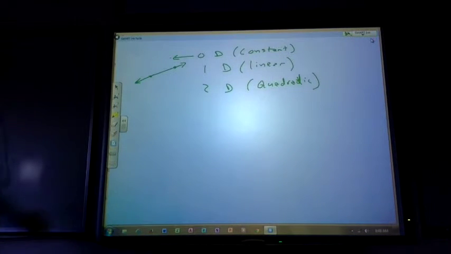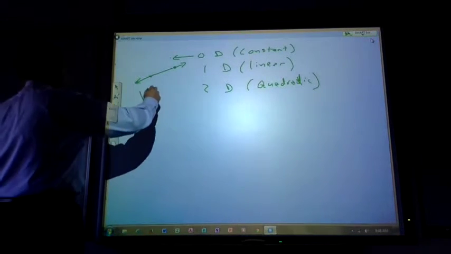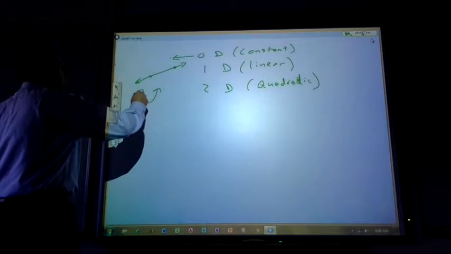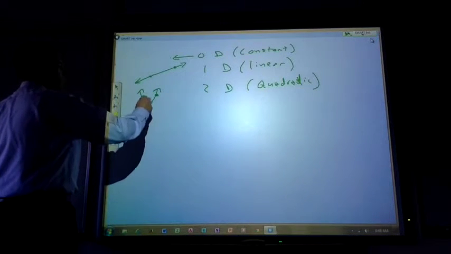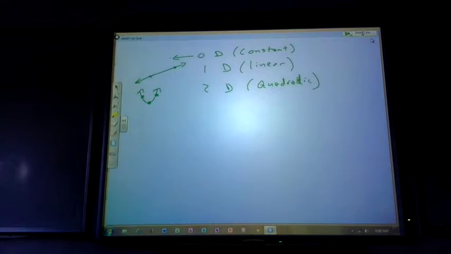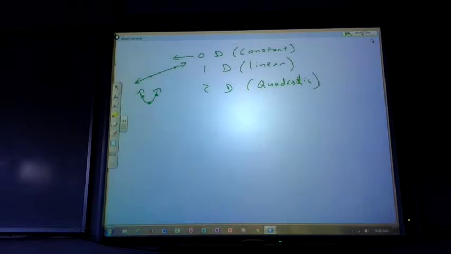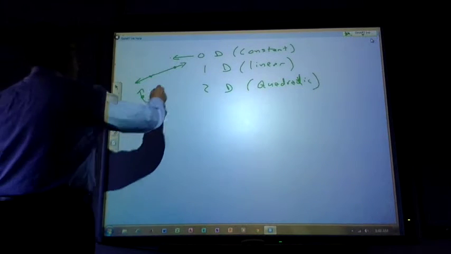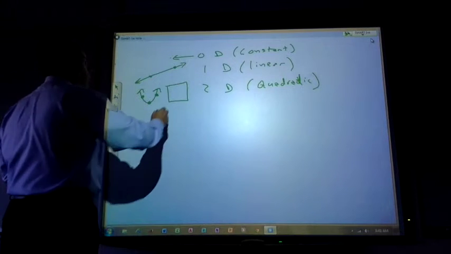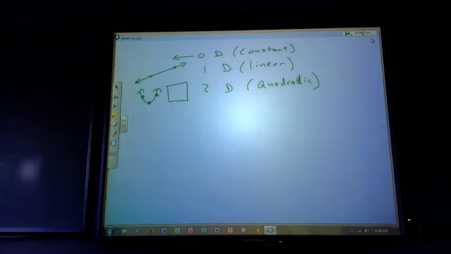Quadratic, you need at least 3 points that aren't linear in order to take place. A quadratic is like the second dimension. You go right, left, up, and down. Quadratic could also be a square or a rectangle or a triangle or a circle.